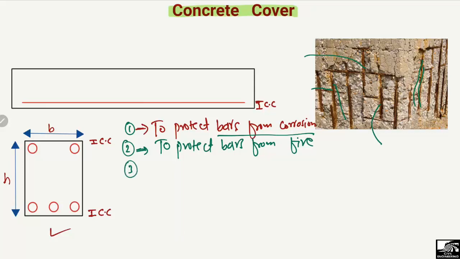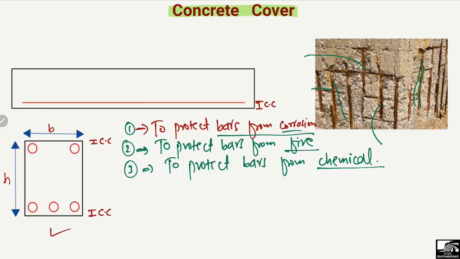The third factor is to protect the steel bars from the chemicals. There are some chemicals in the environment that can affect the reinforcement surface. So we have to also protect these steel bars or reinforcement from chemicals. So we have to provide the concrete cover. So these are the three main reasons to provide the concrete cover in order to protect the reinforcement from different chemicals, from fire and from corrosion.